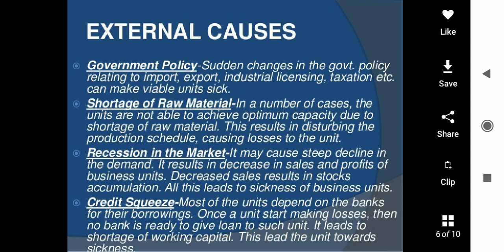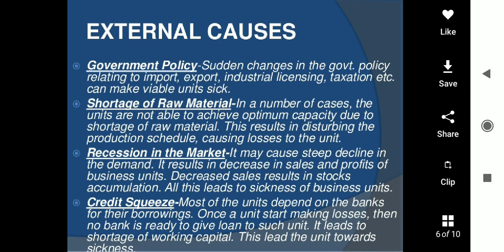We have GST, demonetization. So due to these government policies, sudden change in government policy relating to export, import, industrial licensing, taxation can make viable units sick. Sometimes there is a shortage of raw material. Suppose you are producing goods at large quantity, but at a certain time you haven't any raw material for converting into a finished product. Suppose your industry is the sugar industry. If you are not finding sugarcane anywhere, then it also makes your industry sick.